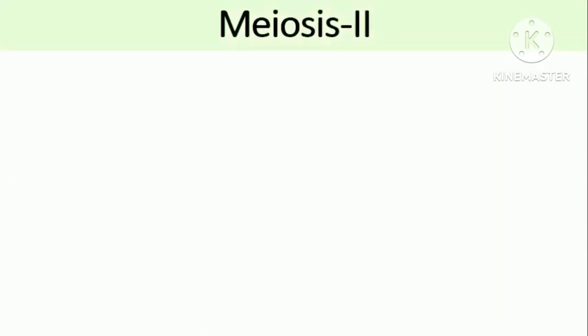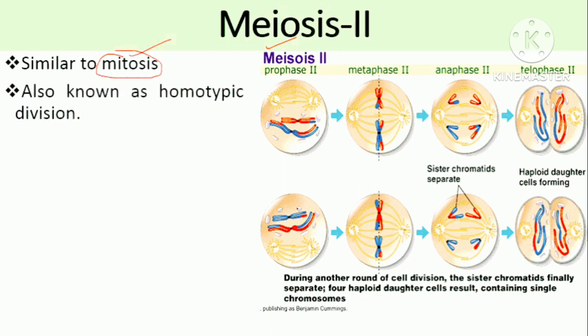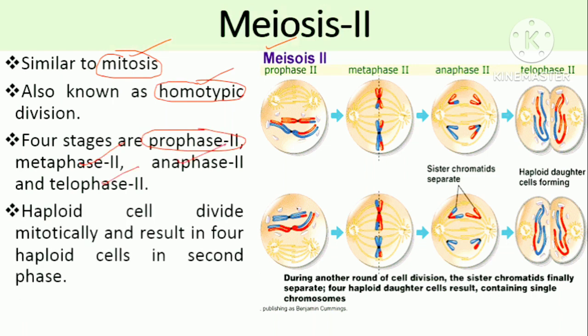Next comes meiosis 2. So this is similar to mitosis, just similar to what we studied. So this is equational division. It is also known as homotypic division. And there occur 4 stages, that is prophase 2, metaphase 2, anaphase 2, and telophase 2. Haploid cell divides mitotically and results in 4 haploid cell formation in second phase. So total meiosis results in 4 cells, and all these cells are haploid.